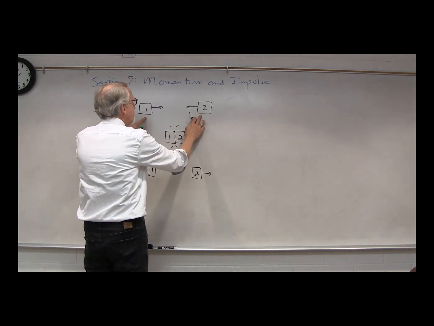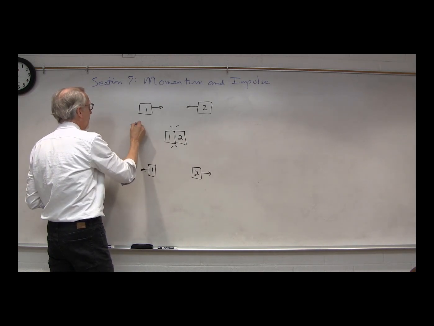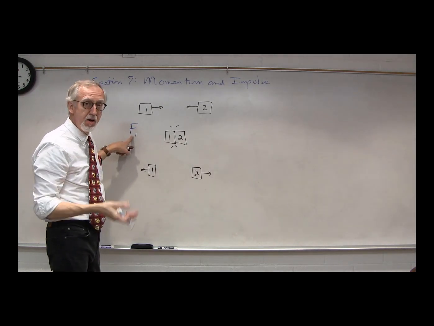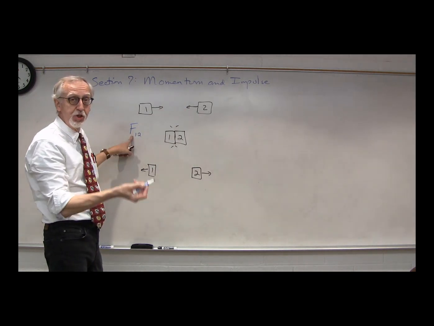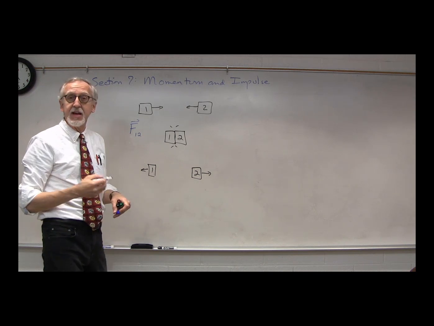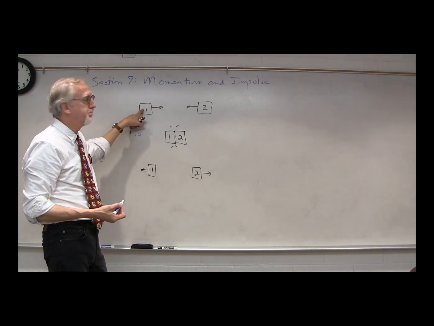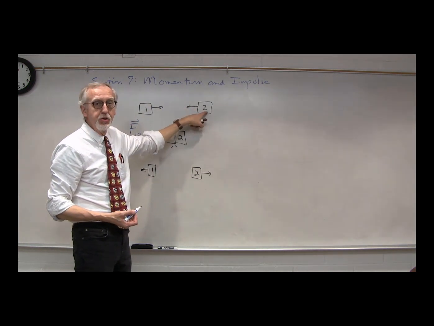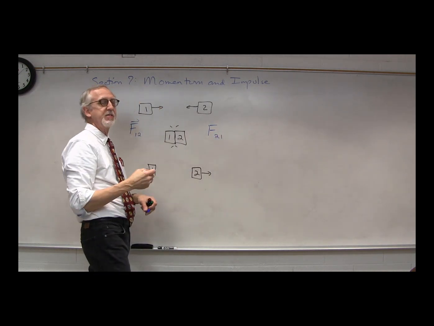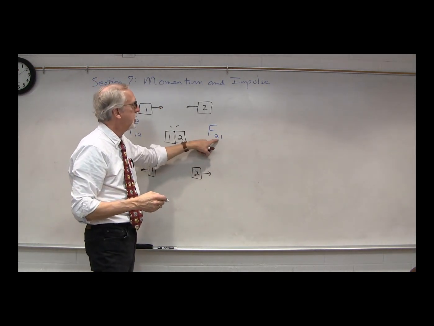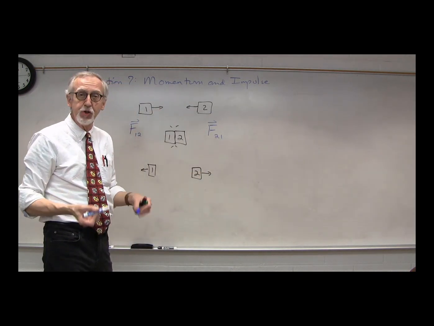Well, the force that object 2 exerts on object 1, that's the force on object 1 from object 2, so we'll call that F12. We know that's a vector, so we've got the F12 vector. That's the force acting on object 1. The force acting on object 2 from object 1, we'll call that F21, so that's the force on object 2 from object 1, and we know that's a vector. Okay, so we've got force F21.